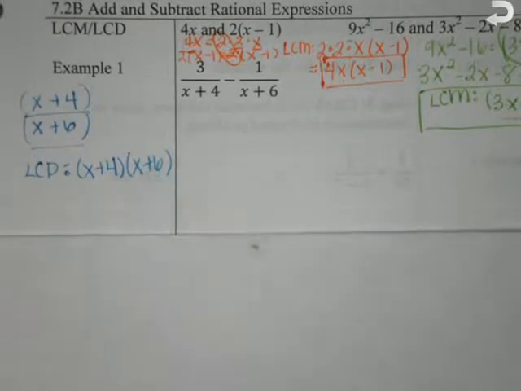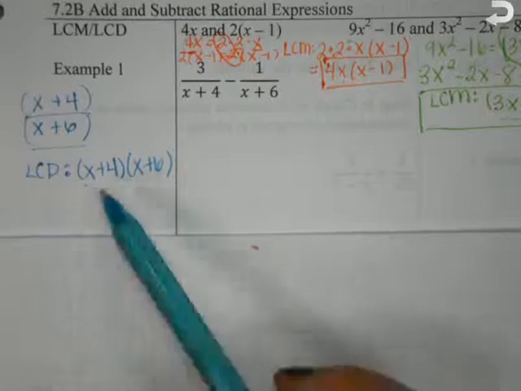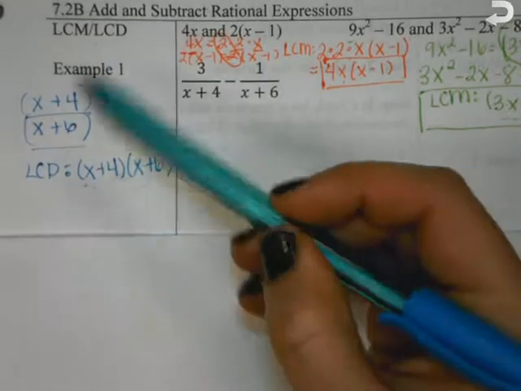Okay, so this is going to be my least common denominator, x plus 4 and x plus 6, because x plus 4 goes into that, and x plus 6 also goes into that. Is everybody okay with that so far?